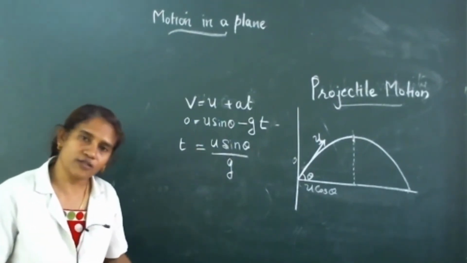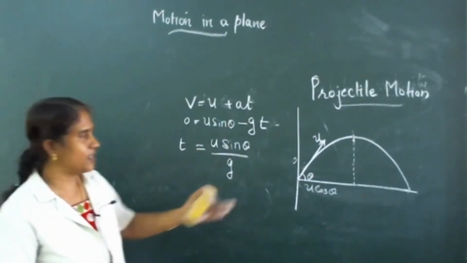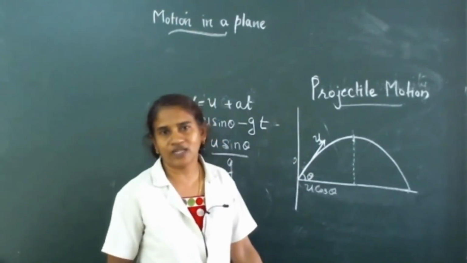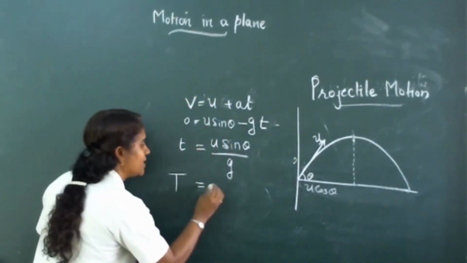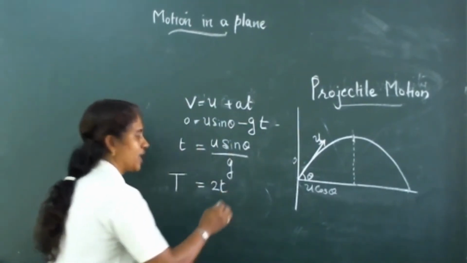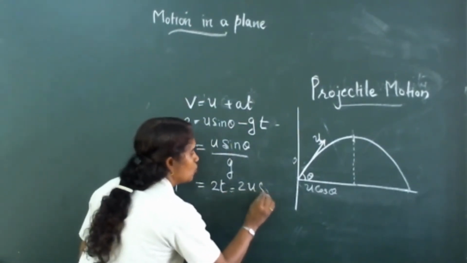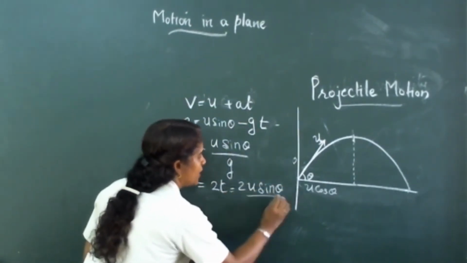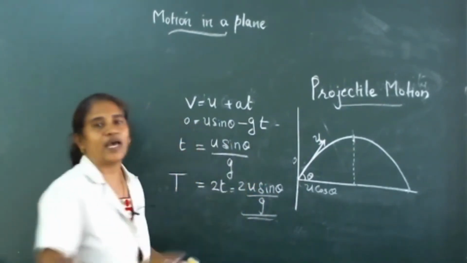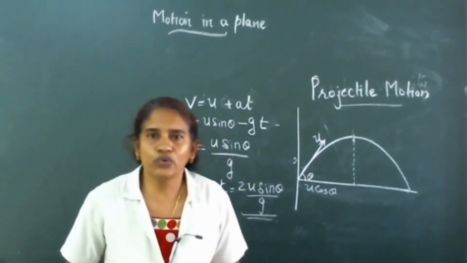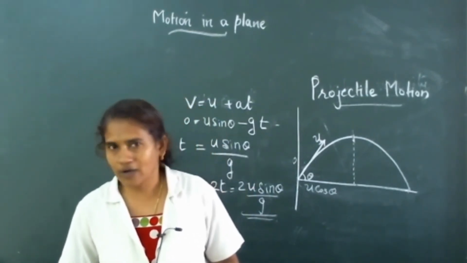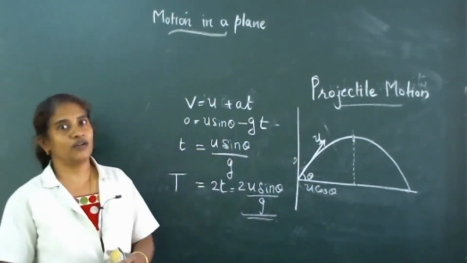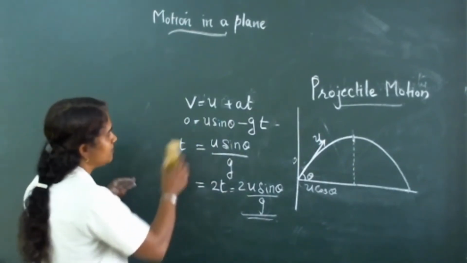Time of descent also will be the same, u sin theta by g. The same time will be taken to come back. Therefore, time of flight, capital T, is equal to 2 times this, that is 2 u sin theta by g. This is the formula for time of flight. 2 u sin theta by g. Okay. Now, the third one. What is the third one?